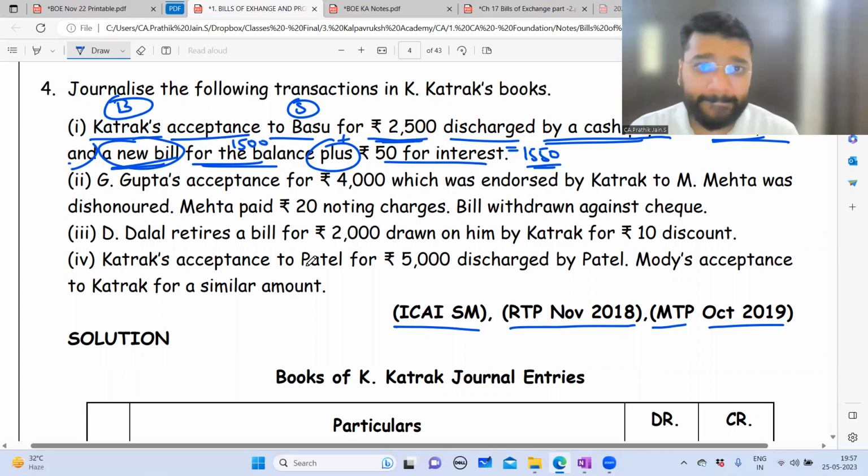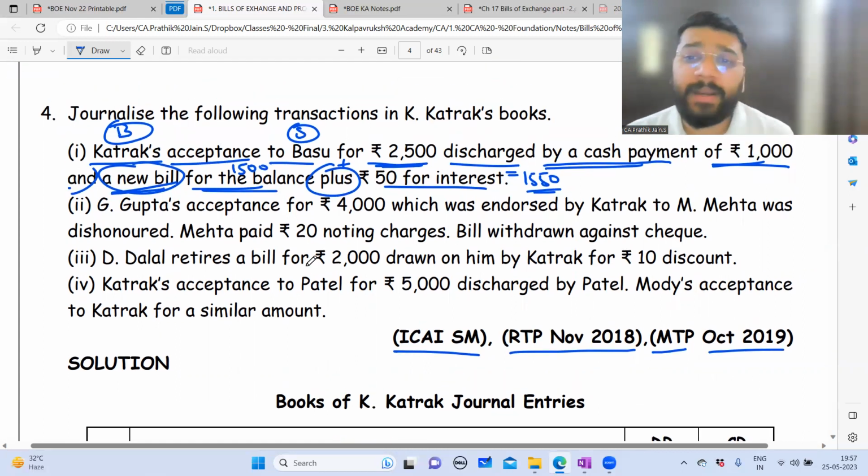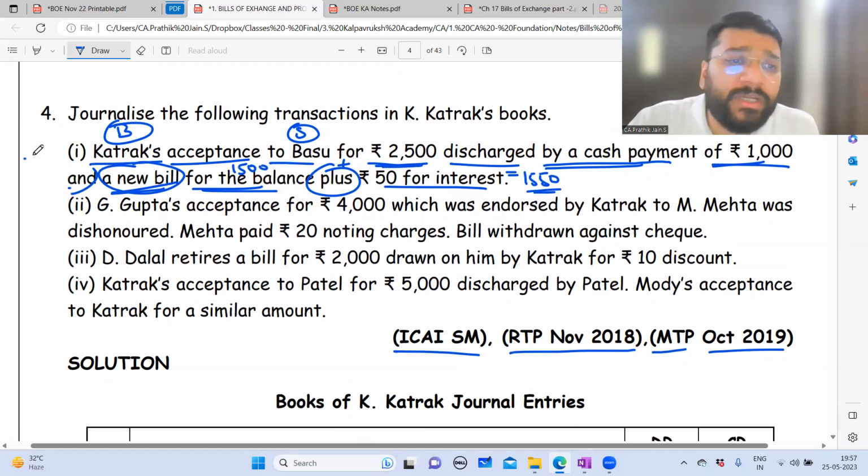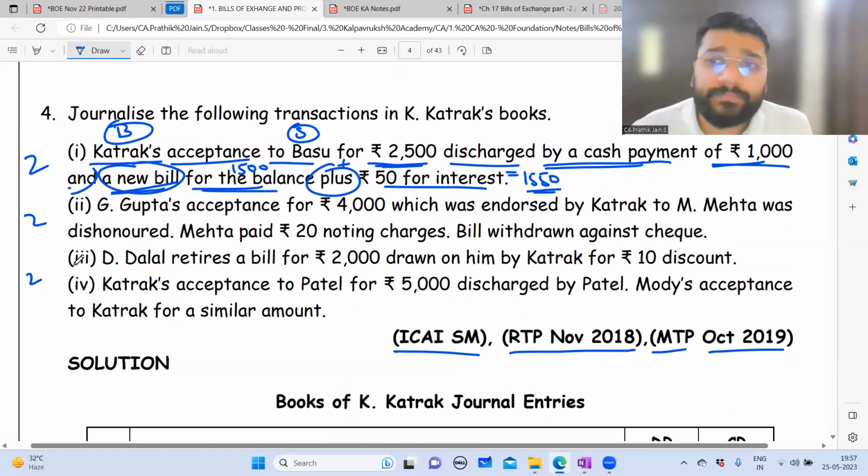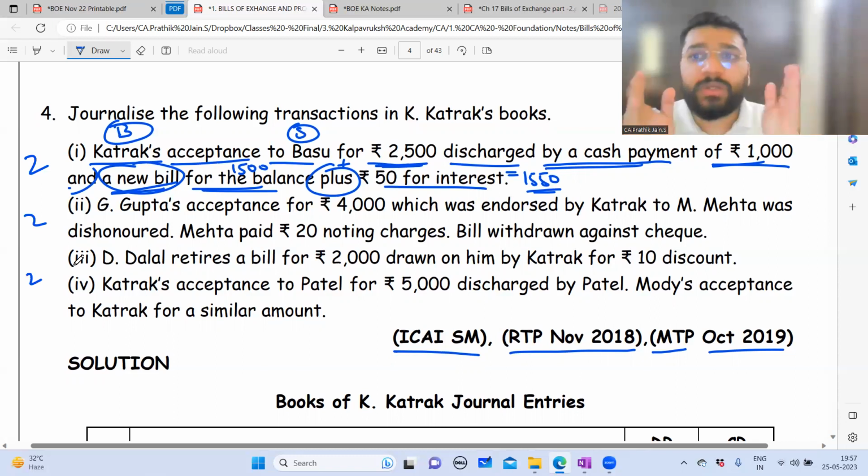So I think everything should be recorded. Now again, this will depend on the kind of marks allocated. Let's suppose this question is for 6 marks, then each part is 2 marks. In that case, you cannot sit and write the full history.